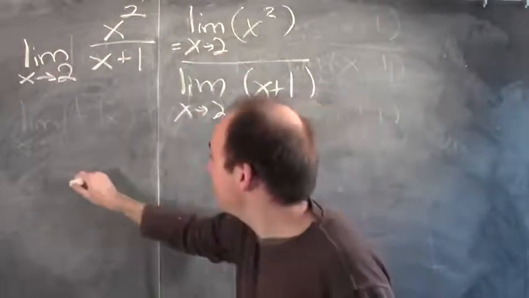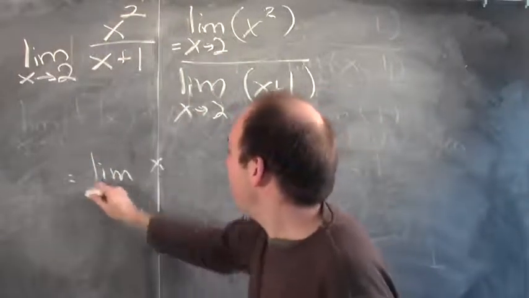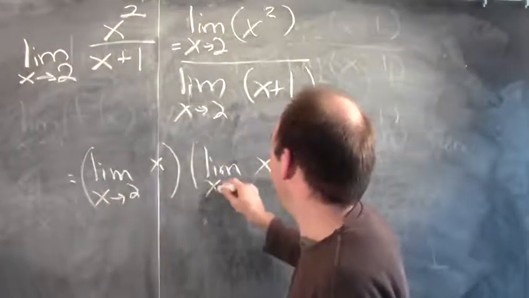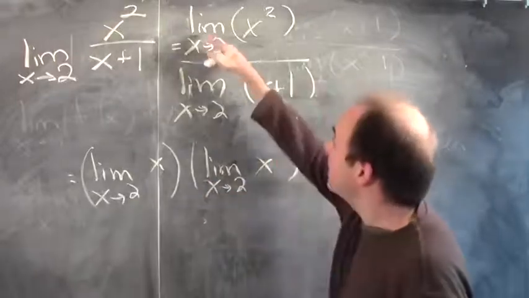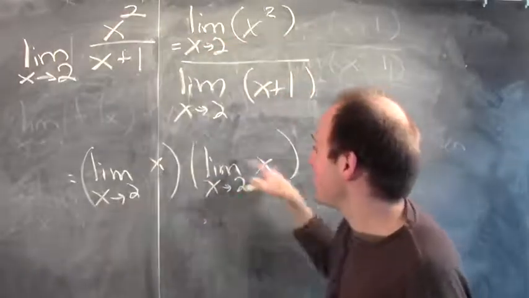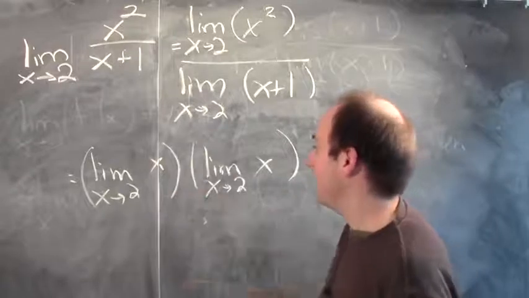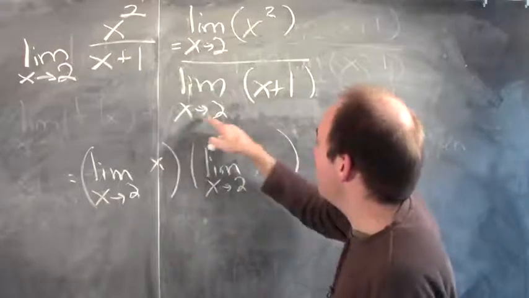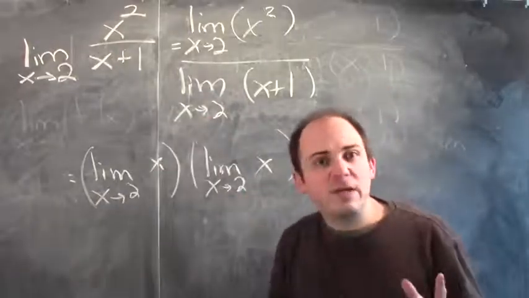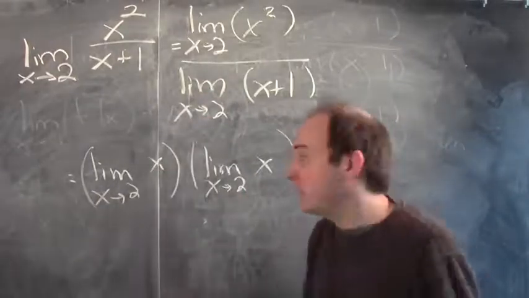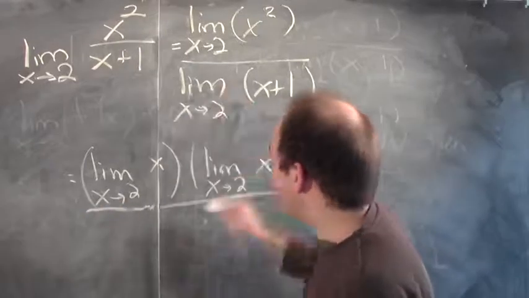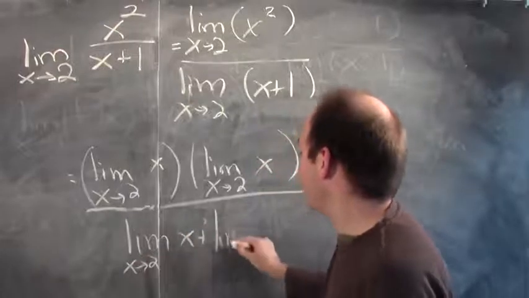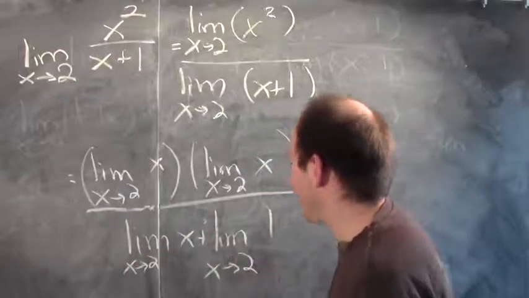So I can replace the limit of the numerator with the limit of x as x approaches 2 times the limit of x as x approaches 2. Because this is the limit of x times x. And here is the product of the limits. The limit of x times the limit of x as x approaches 2. The denominator here is the limit of x plus 1 as x approaches 2. But that's a limit of a sum. And the limit of the sum is the sum of the limits. So the limit of x plus 1 is the limit of x plus the limit of 1 as x approaches 2.